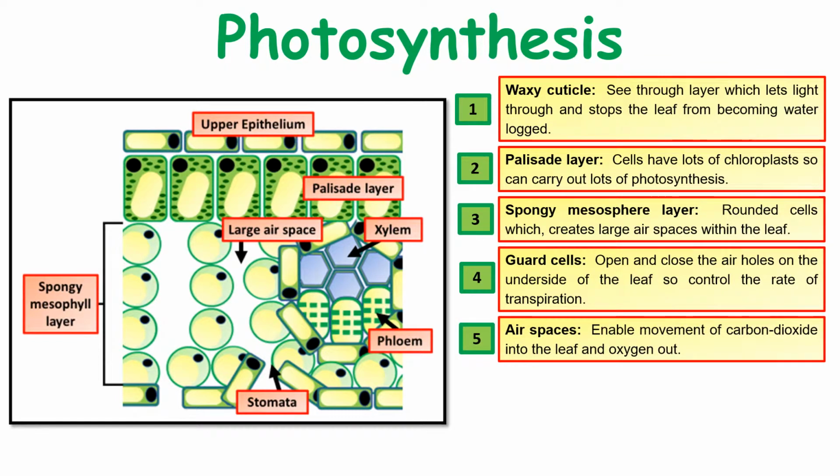Within the leaf, the large air spaces allow carbon dioxide to diffuse in, where it diffuses into the palisade cells, where the photosynthesis is taking place, and oxygen to diffuse out, which is how oxygen enters the air.